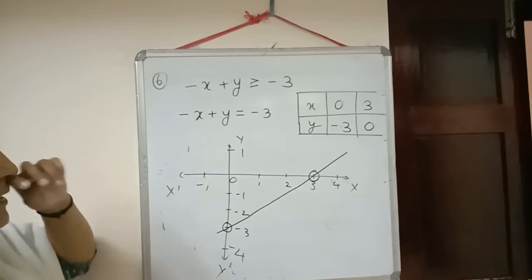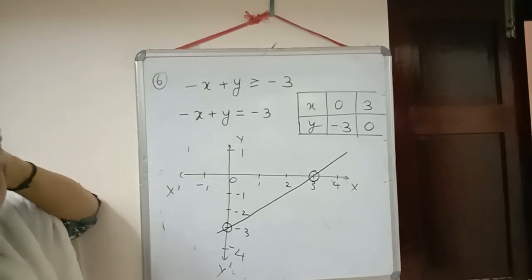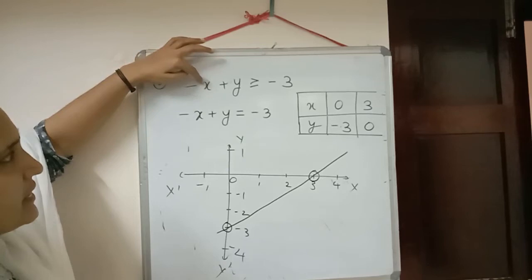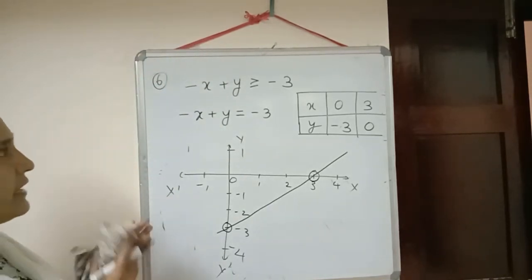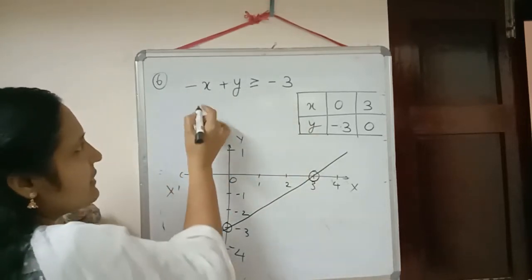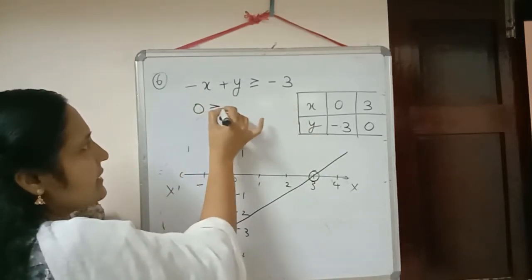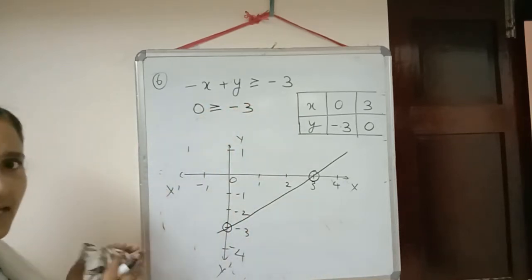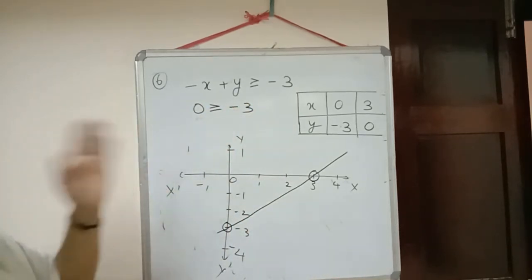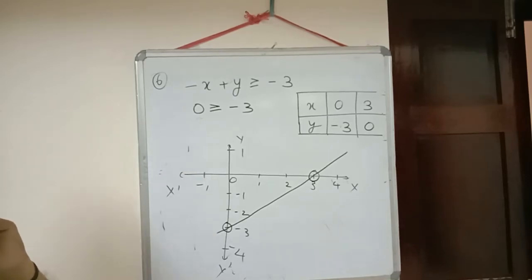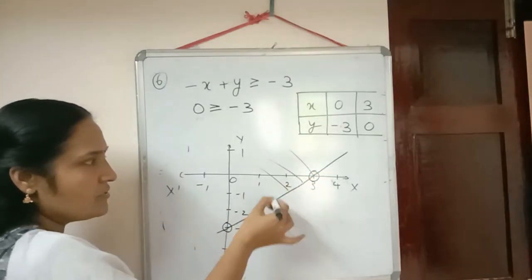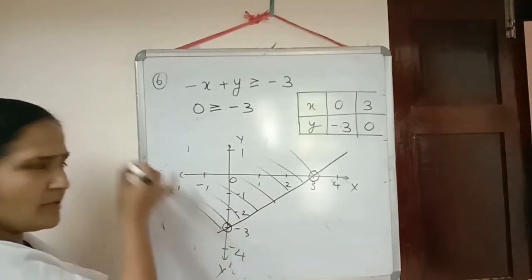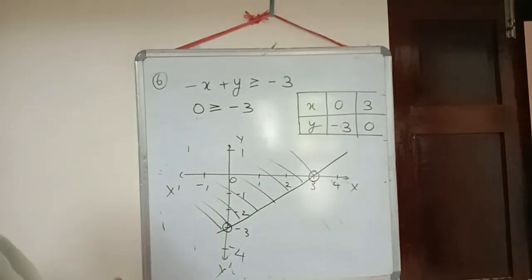Now substitute x equal to 0 and y equal to 0 in the given inequation. So our inequation is this one. When we substitute, what will happen there? In the left hand side we will get 0. 0 greater than or equal to minus 3. Is it correct? Yes, correct. So the solution region will be on that side where we have the origin. So this side will be the solution region. In this way we will get the solution region.